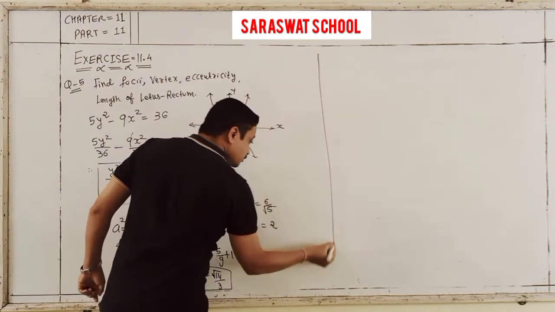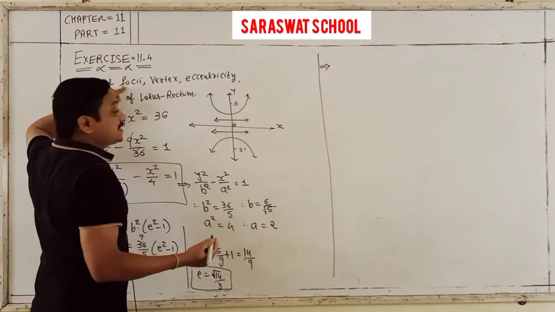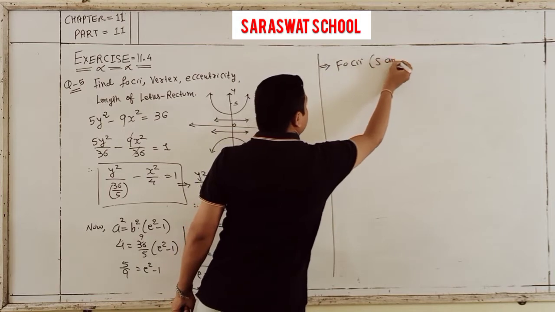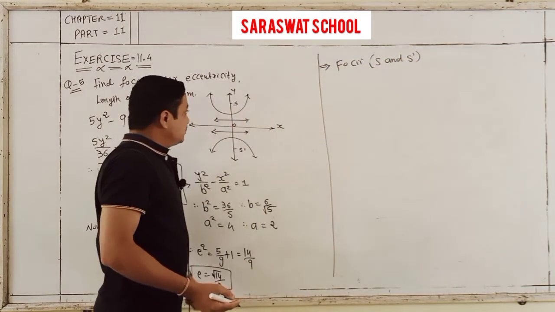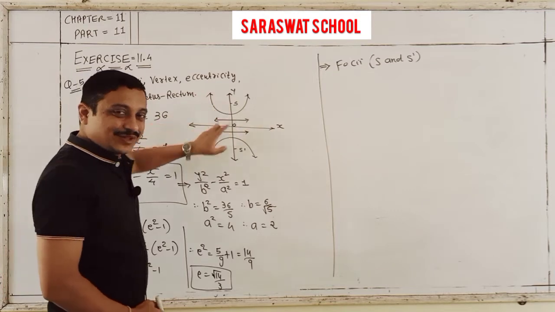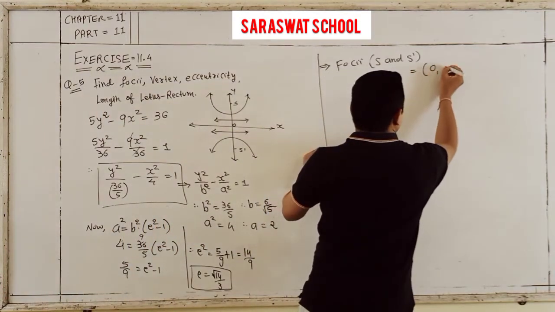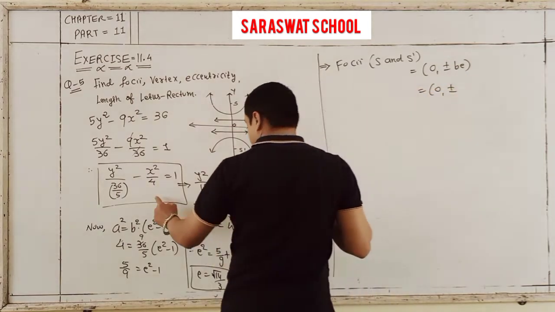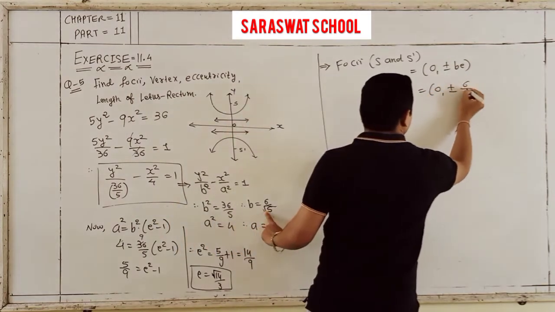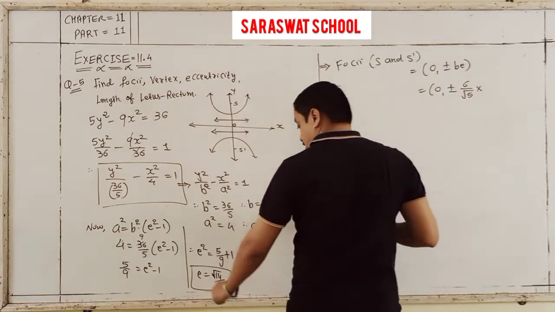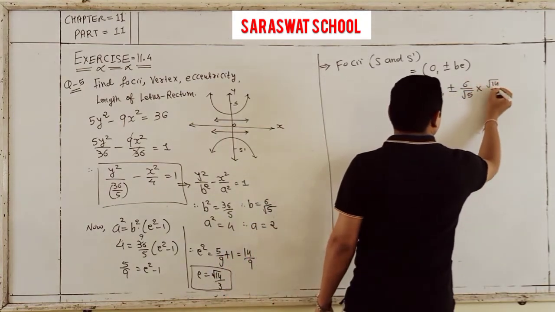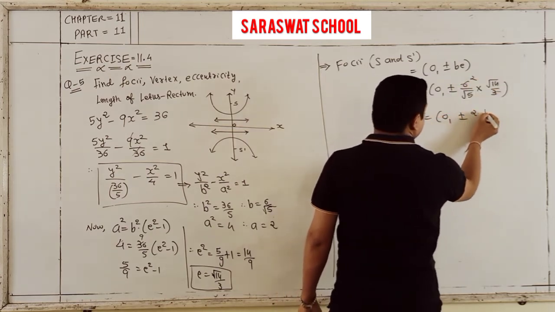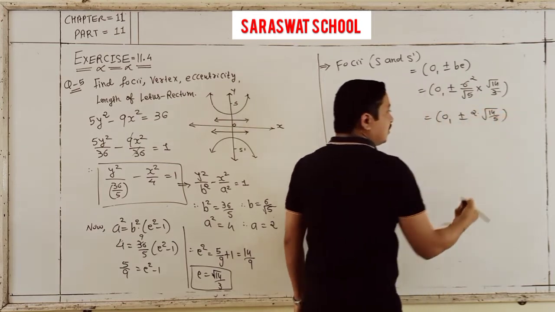Now students, we continue. First of all, asking for the foci, S and S dash. On the y axis it is 0 comma plus or minus b e. Now b is 6 by root 5, and e is exactly root 14 by 3. Now 3 twos are 6, so you get 0 comma plus or minus 2 root 14 by root 5.